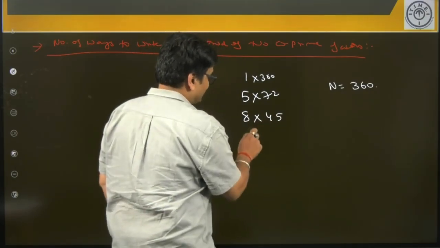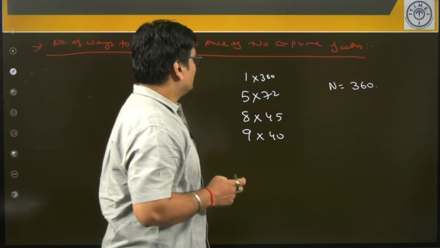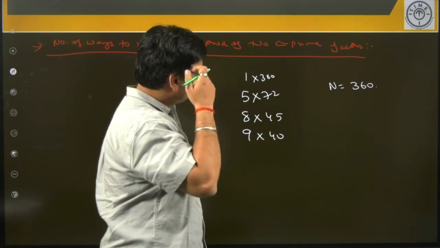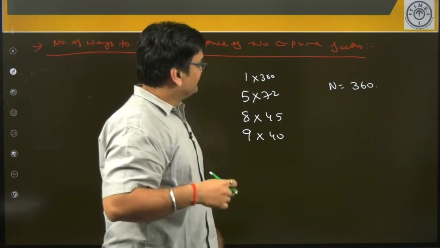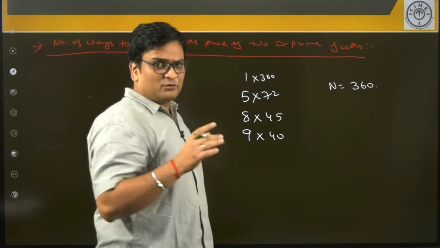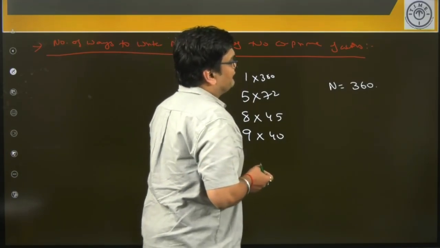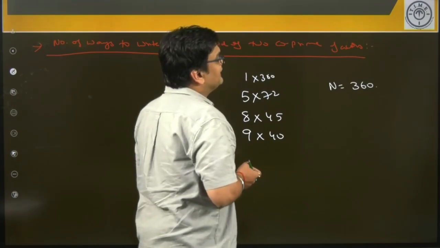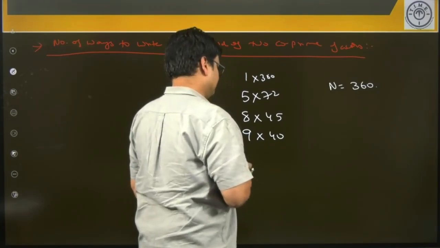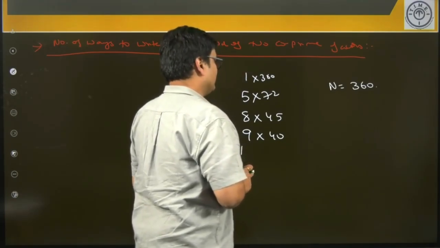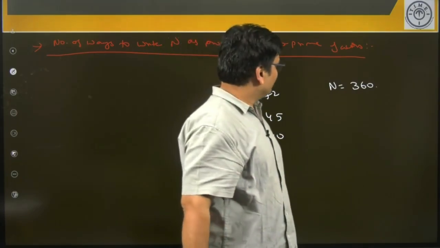9 into 40, yes. Both are co-primes. 10 into 36, no. 12 into... we are going manually right now. We are doing it manually. 12 into 30, there's one more way, no, because 12 and 30 are not co-primes. 15 into 24, no. 16, no. 18, 20, no. That's it. These are the only 4 ways. We have only 4 ways.